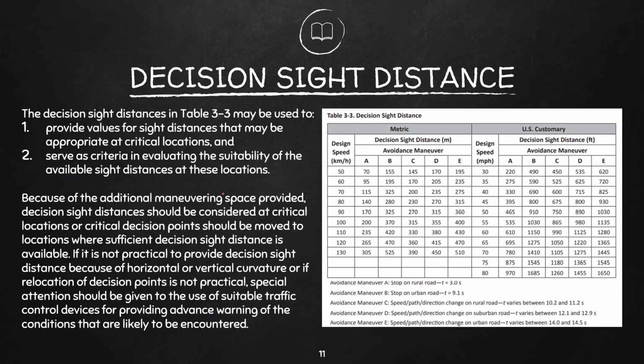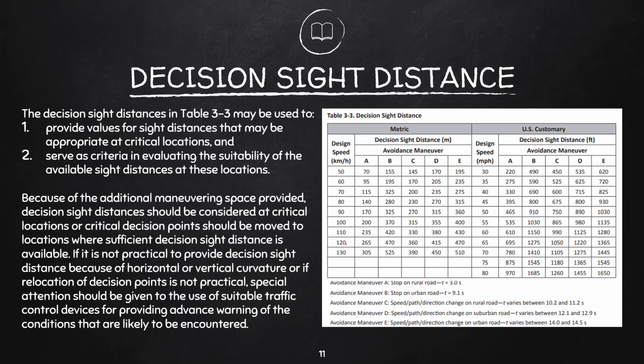So whenever there is restriction in providing decision site distances, we provide traffic control devices such as signages, or we can provide traffic lights for us to guide the drivers in their decision making process, and also to avoid accidents that may occur if it is not provided.